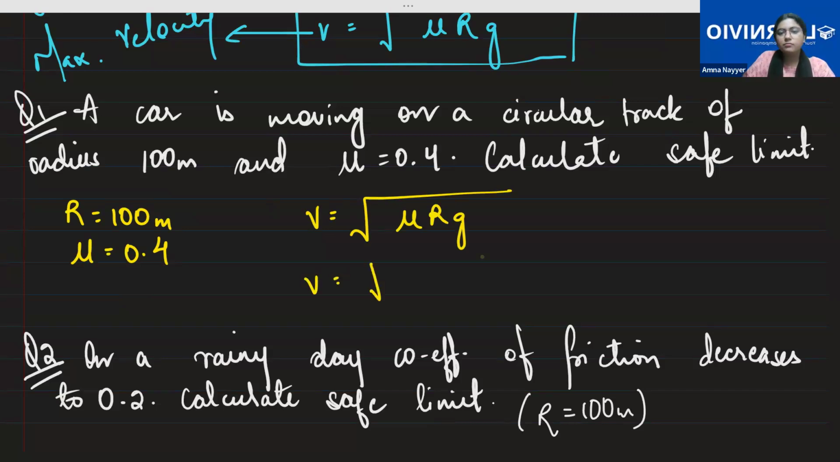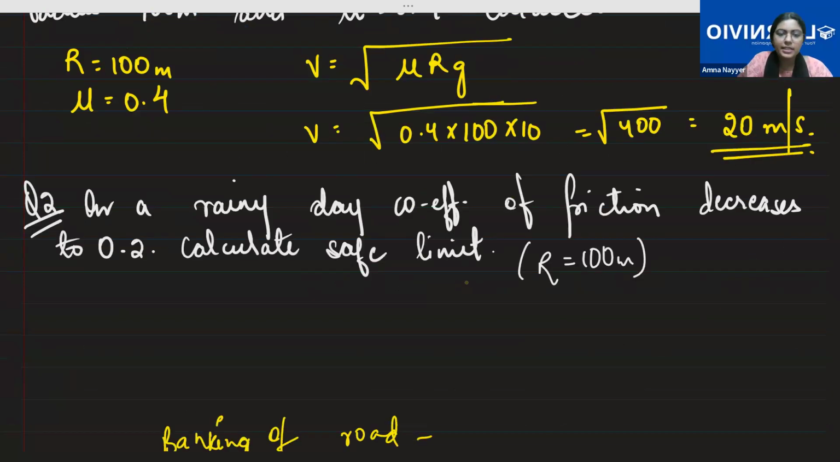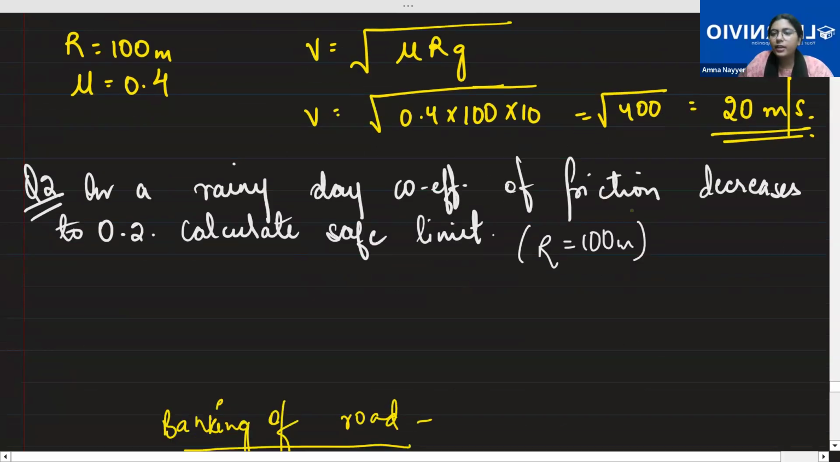So V will be 0.4 into 100 into 10. This becomes root 400. That is equal to 20 meter per second. This is one question. Let's see one more. This is on a rainy day, coefficient of friction decreases to 0.2.